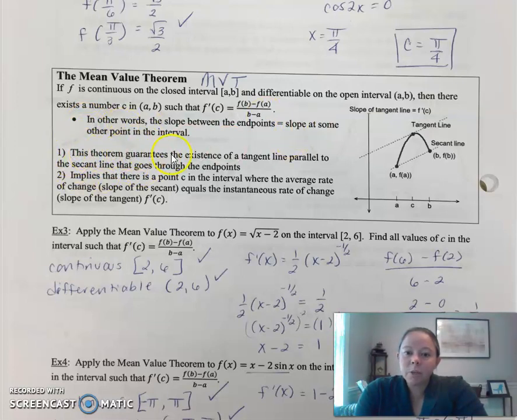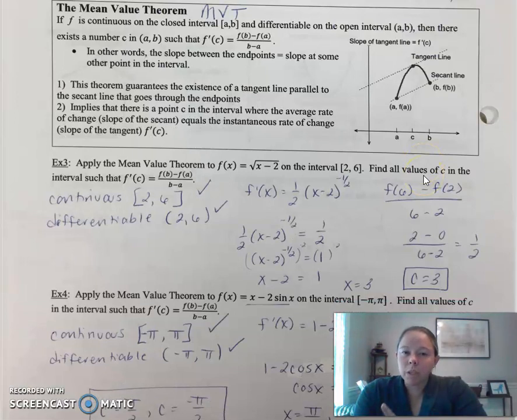All right, this theorem guarantees the existence of a tangent line parallel to the secant line that goes through the endpoints. And it implies that there is a point c in the interval where the average rate of change, meaning the slope of your secant, equals the instantaneous rate of change, the slope of your tangent. Right? So it's just like Rolle's theorem, it's just not requiring the endpoints to equal each other.